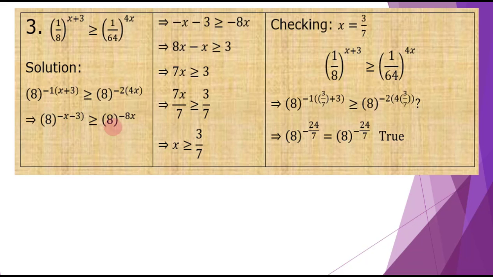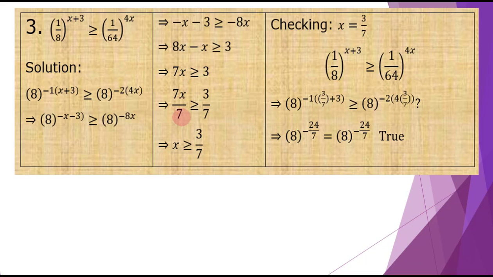Now since they have the same base, we can work on the exponents. So we have negative x minus 3 is greater than or equal to negative 8. Solving for the values of x, we transpose negative 8 to the left hand side, and it becomes positive 8. Then we copy the minus x, and this constant we transpose to the other side.